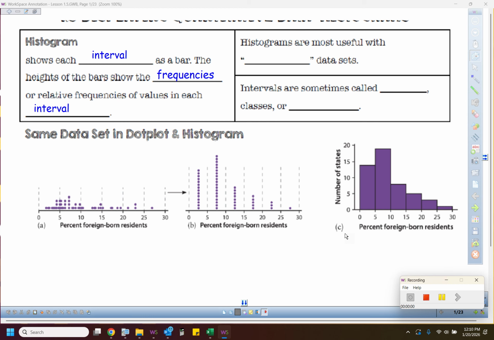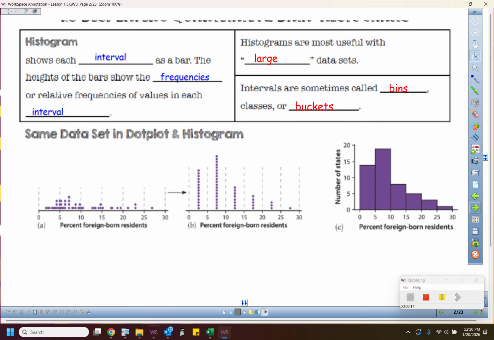1.5 is about histograms. Each histogram shows an interval as a bar. The heights are the frequency, so how often you see them, and the relative frequencies of the values in each interval. When's the best time to use a histogram? When you have a large data set. If you had a huge amount of data, a dot plot just isn't going to work very well. It's too many dots, right? So the best time is when you have a large data set.